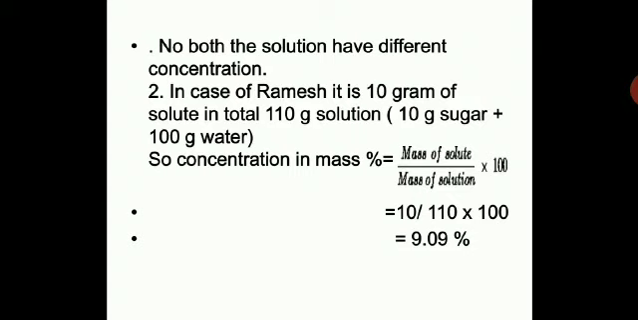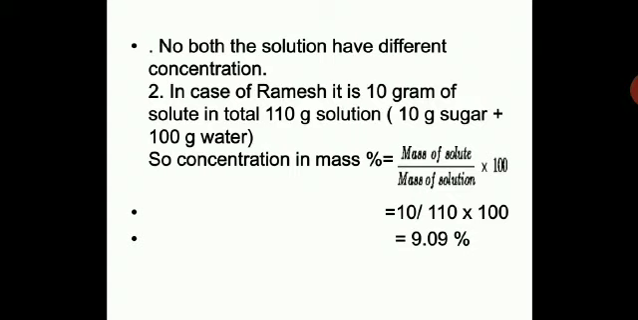Now in case of Ramesh, it is 100 gram of solute in total 110 gram solution. That means he has taken 10 gram of sugar plus 100 gram of water. So the total mass of the solution is 110 gram. Please understand this. So concentration in mass percentage done by Ramesh will be mass of solute upon mass of solution into 100. That will be 10 upon 110 into 100. Mathematical calculation will give you 9.09 percentage.